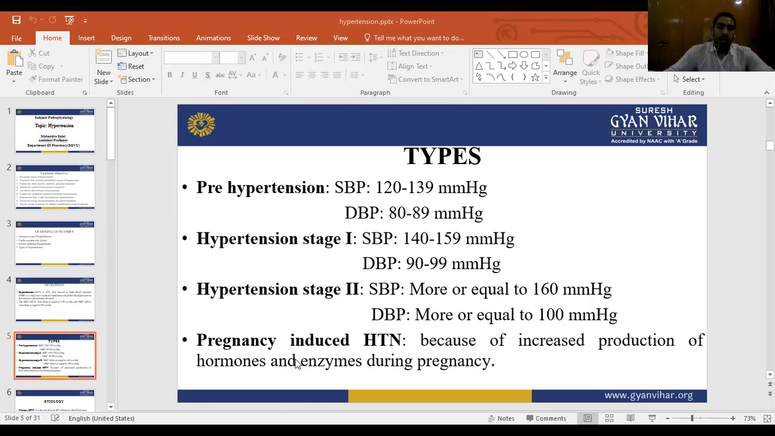Pregnancy induced hypertension occurs because of increased production of hormones and enzymes during pregnancy.